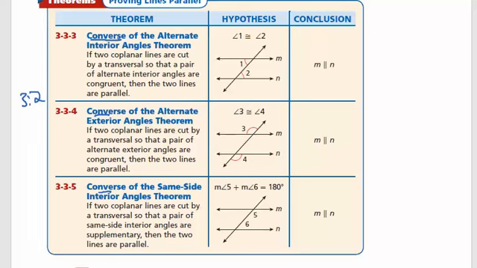And then the converse of the alternate exterior angles theorem says that if you have congruent exterior angles, then you have parallel lines. And the same side interior angle converse is different. This one says if two coplanar lines are cut by a transversal so that the same side interior angles are supplementary, which means the sum of their measures equals 180, then the two lines are parallel.